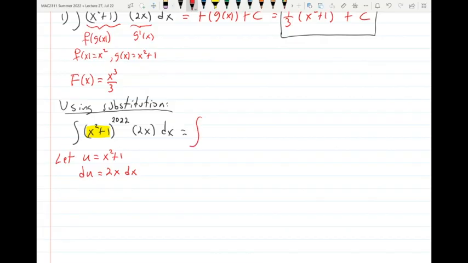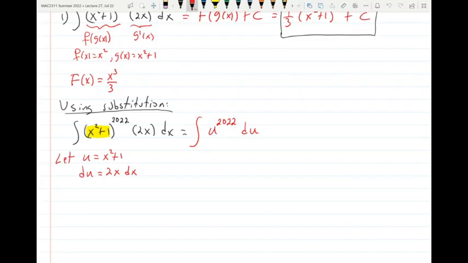So now when you do the substitution, just look at the integral. What we're doing is we're changing everything that was in terms of x, now we want to write in terms of the new variable u, okay? So the first factor, we can write it as u to the 2022, okay? And then the second expression that we have, which is 2x dx, we can write it as du because 2x dx is du, okay? According to our substitution.